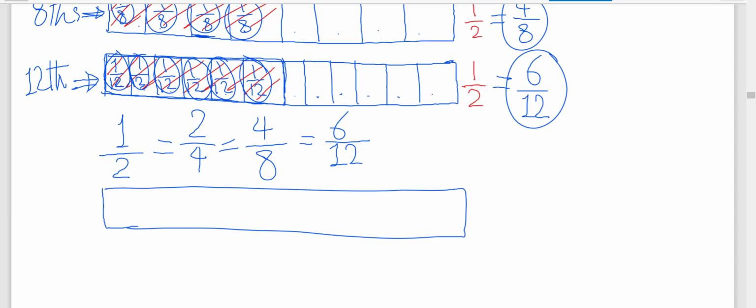And divide it into two equal parts. This part is half. If we divided it into sixes, how can we divide it into sixes? At the first, we divided it into two equal parts. Then divide each part into three equal parts.